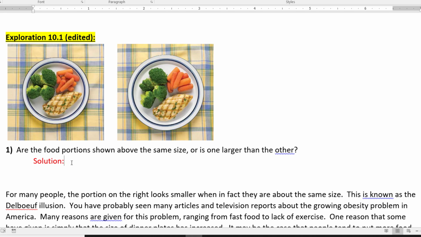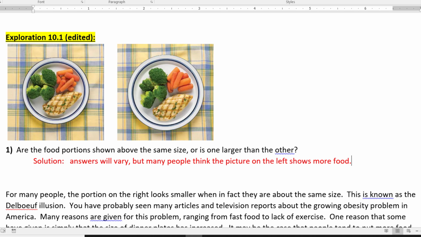Module 11, we're going to be going through an edited version of Exploration 10.1 from the textbook. So the exploration starts off by giving you these two pictures. We have some food on a plate on the left, and some food on the plate on the right, and it asks, are the food portions shown above the same size, or is one larger than the other? This is really your opinion, but a lot of people actually say that the one on the right looks like a smaller portion of food.